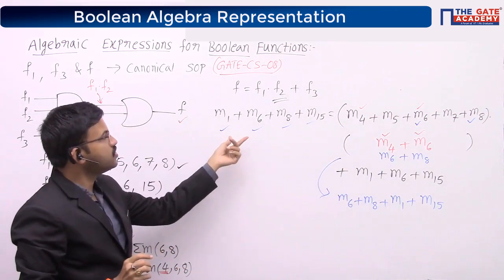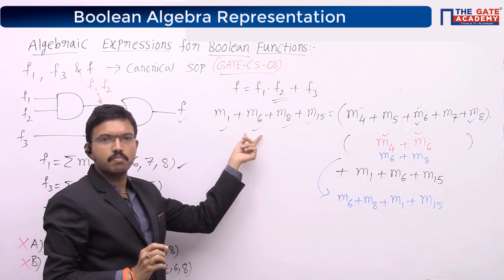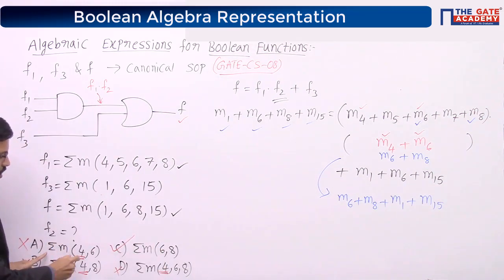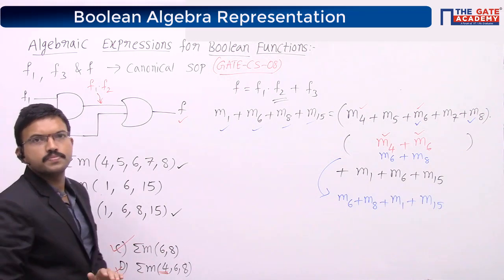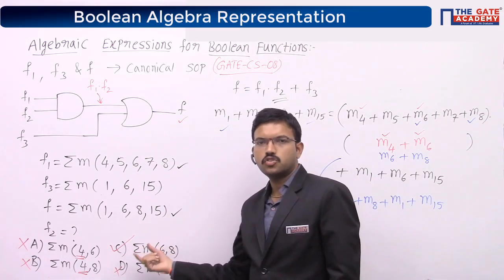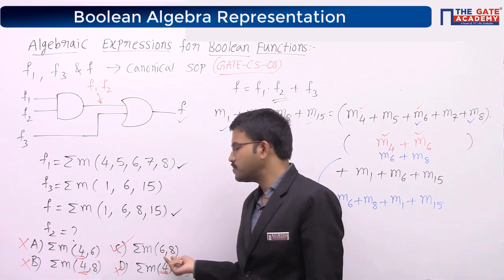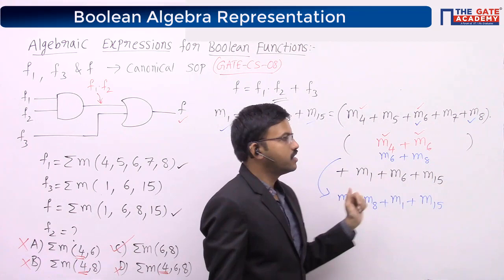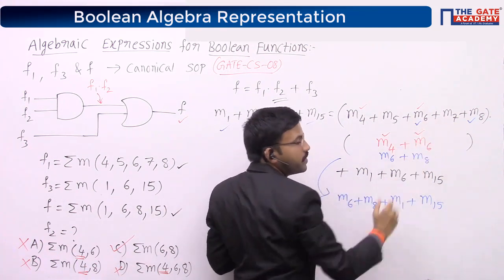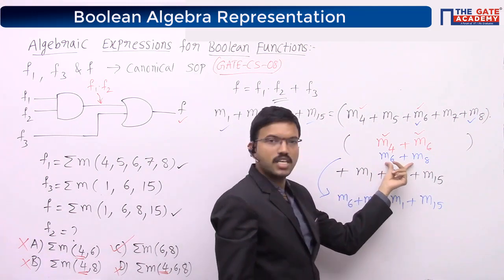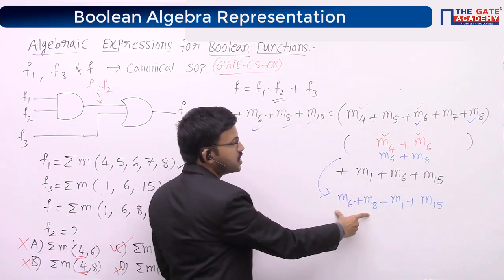But if you observe, m4 you don't have in the output, m6 you are having, but m4 you don't have. That means whatever options contain m4, all those are wrong. Now I am considering option C, whether it is true or not, I am verifying. Here I am having m6 and m8, so m6 plus m8 I have considered. Here also m6 plus m8 is there. So when you multiply these two brackets, you get the resultant value m6 plus m8.